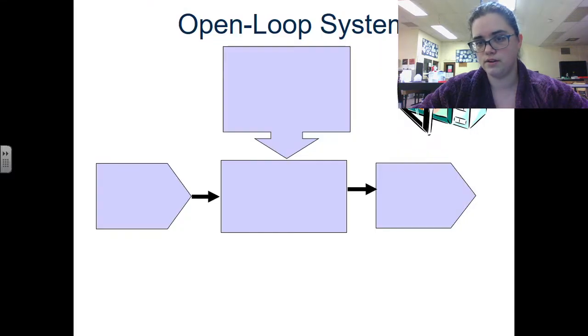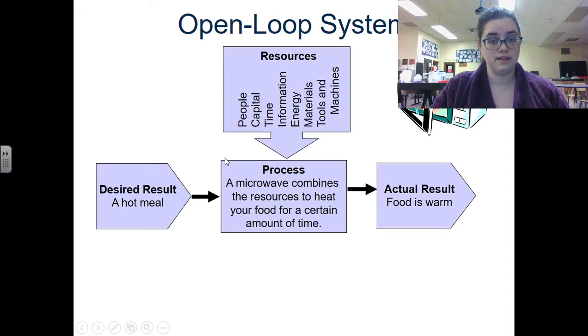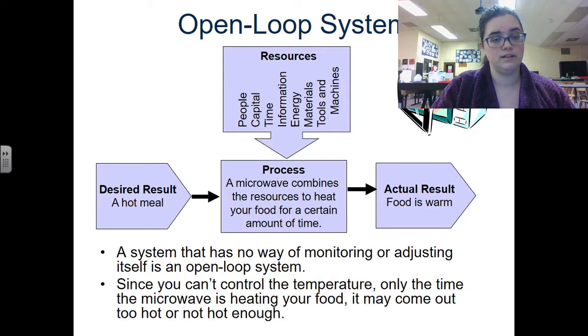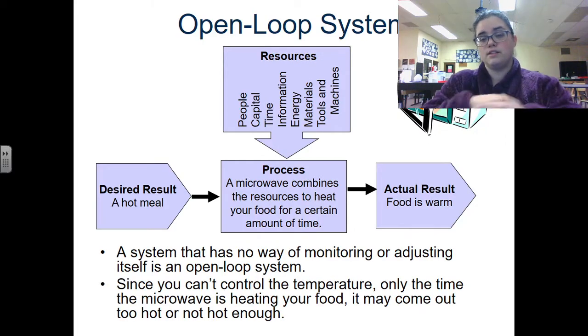The first way that we're going to talk about is an open loop system. And this is like the flow chart again. It's using an example this time of a microwave. And there's the rest of the material if you need it. So you want a hot meal. You want to put your meal into the microwave. You want it to come out and be a hot meal.